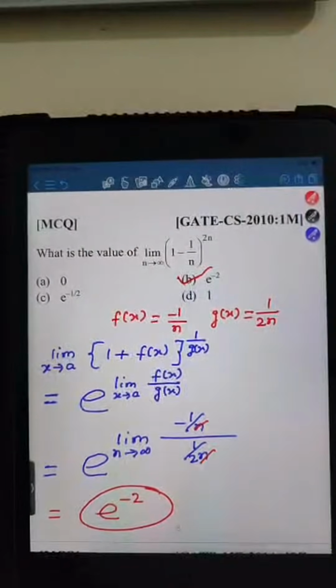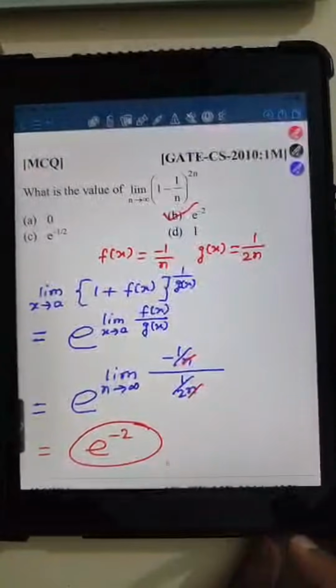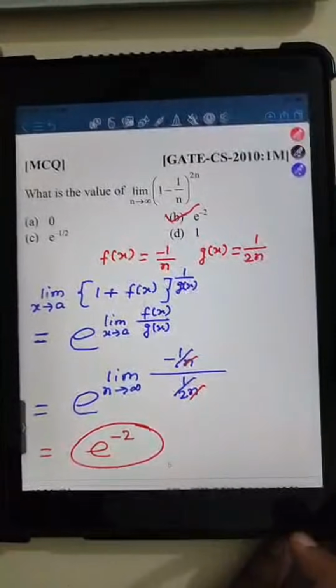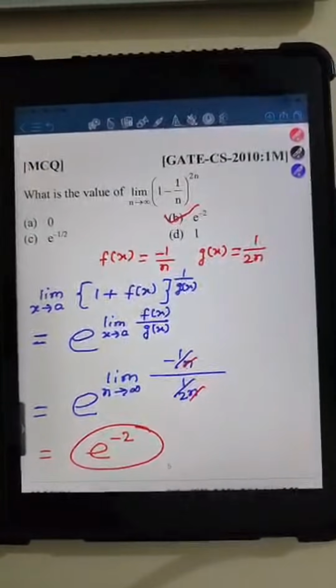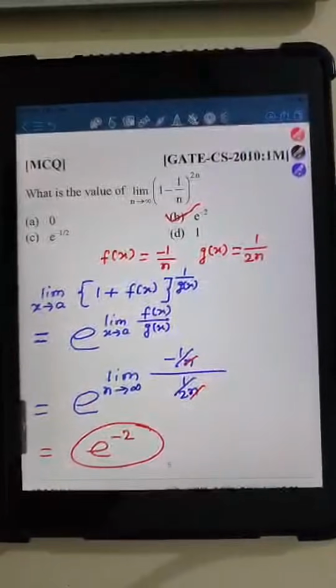Okay, so anyone has any doubt in this particular problem? I should move the camera a little bit up so that you can see the screen. Is my screen visible, right? I have just moved my iPad a little bit up.